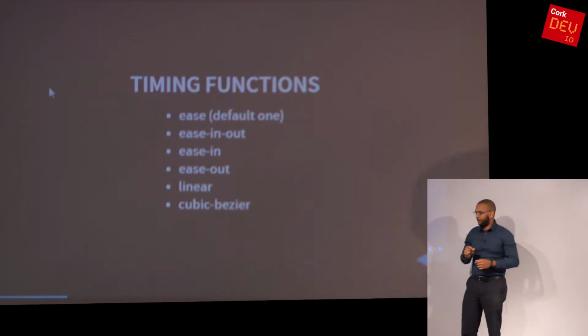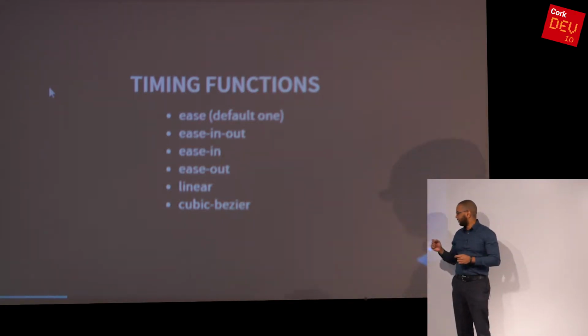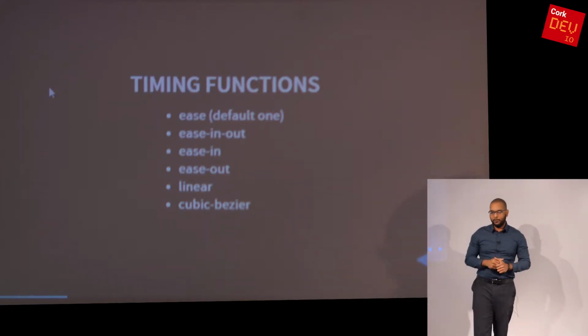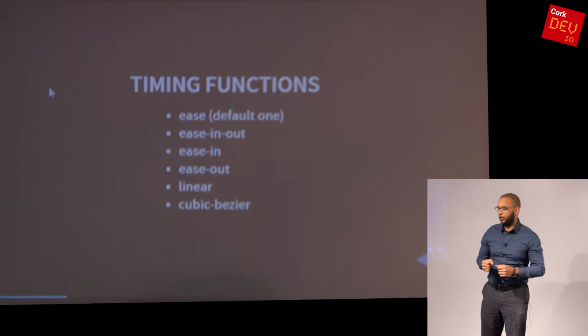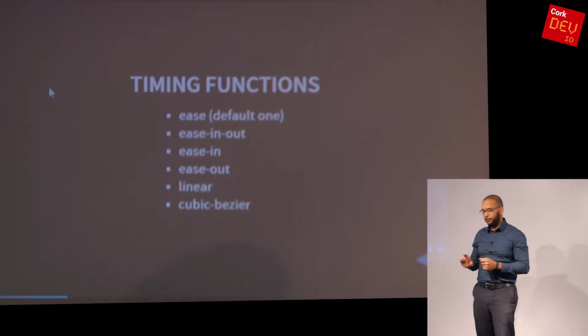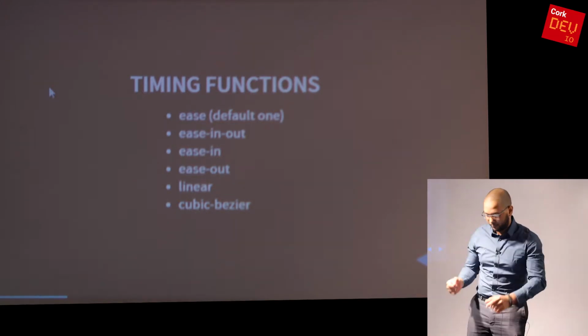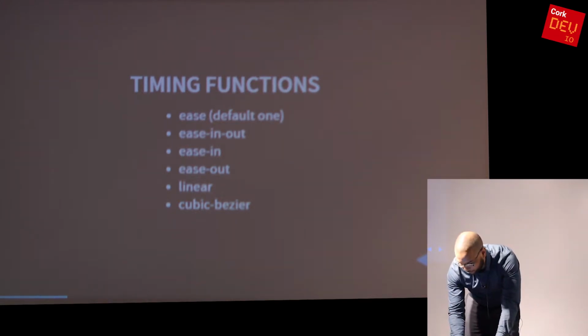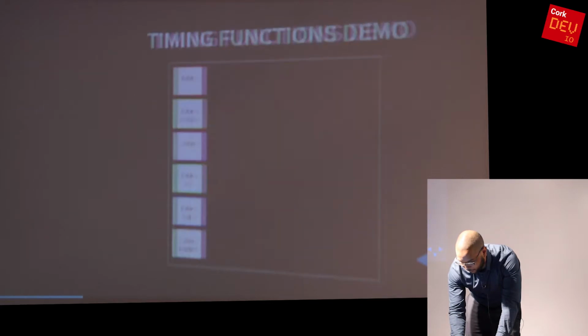Linear means maintain a constant speed throughout the whole animation, and then cubic Bezier is kind of an advanced one, which lets you control how fast the animation will start and how fast it will end. So you can pass any value to it and make different types of easings.